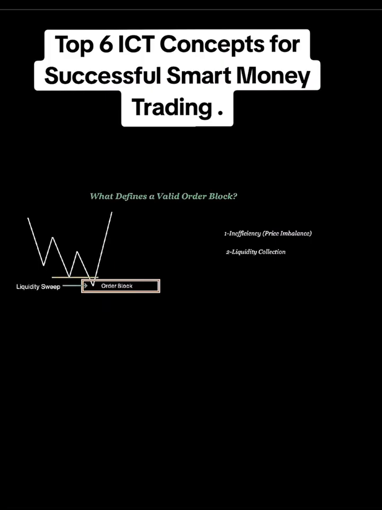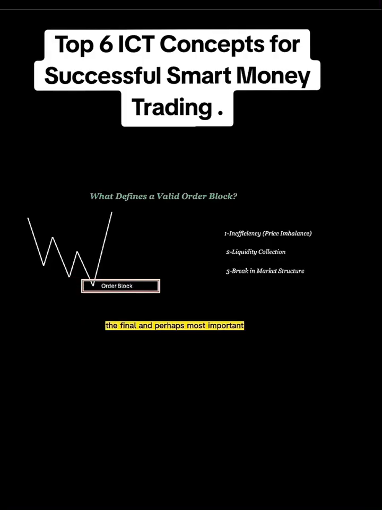Liquidity collection. A key feature of order blocks is their ability to collect liquidity. This happens when the market manipulates price, triggering stop losses or pending orders placed by retail traders. Smart money often uses these liquidity grabs to fuel their positions before moving price in the opposite direction. In a bullish scenario, liquidity is collected below support levels, while in a bearish scenario, liquidity is collected above resistance. Once this liquidity is swept, the market moves aggressively in the intended direction, and the origin of this move is what we identify as the order block.